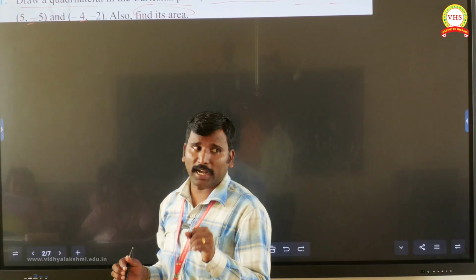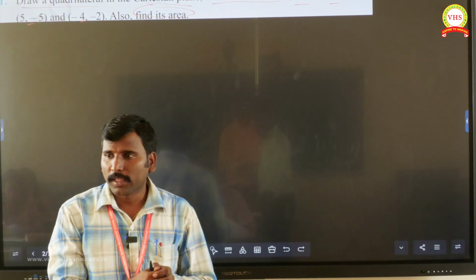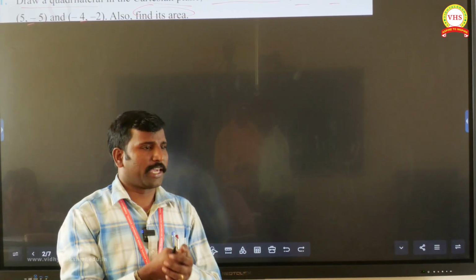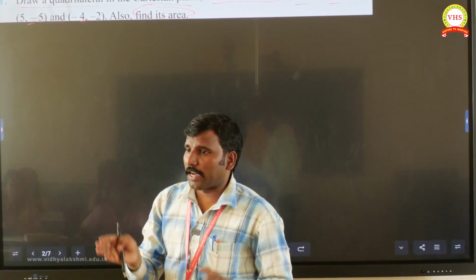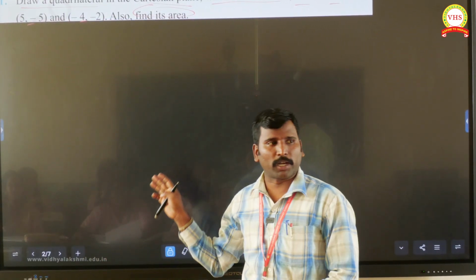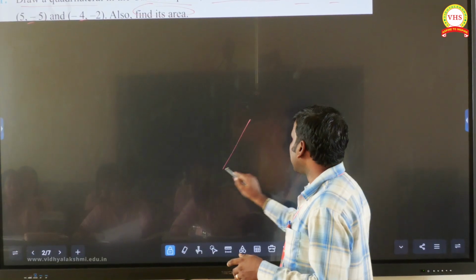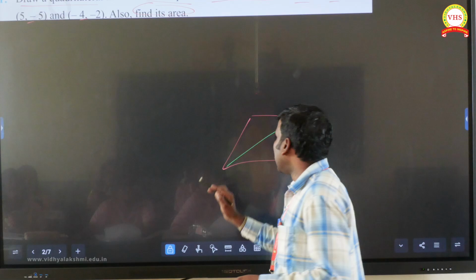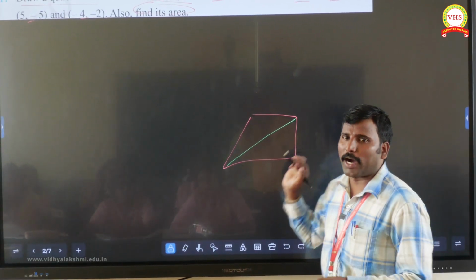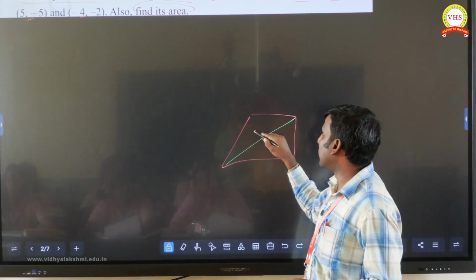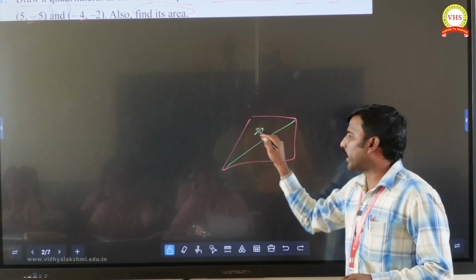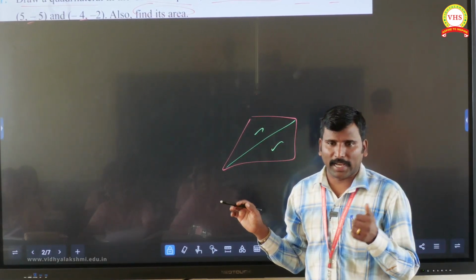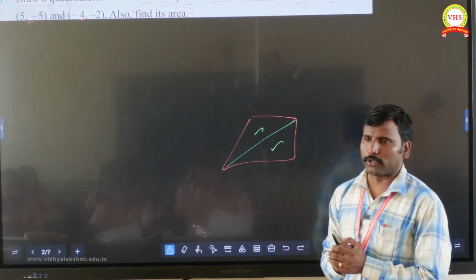See, I didn't give a formula for the area of a quadrilateral. What I gave is the area of a triangle. By using the area of a triangle, I'm going to find the area of the quadrilateral. How, sir? When we have a quadrilateral, children, and you divide the quadrilateral into two parts, what do I get? Two triangles. So the sum of the two triangle areas you will get as the area of the quadrilateral. That is what I'm going to do here.